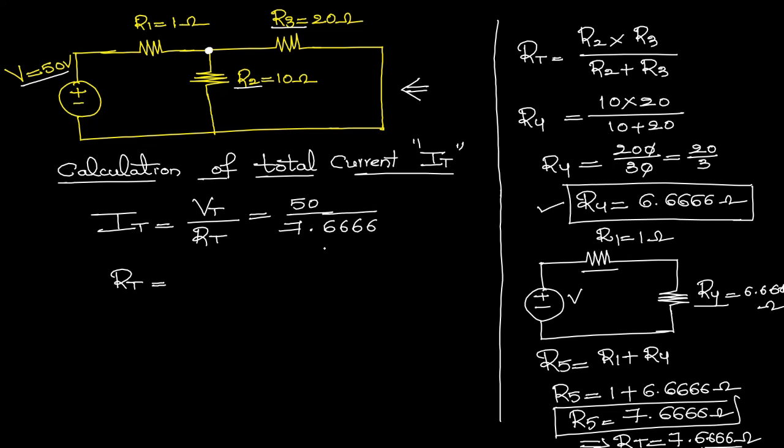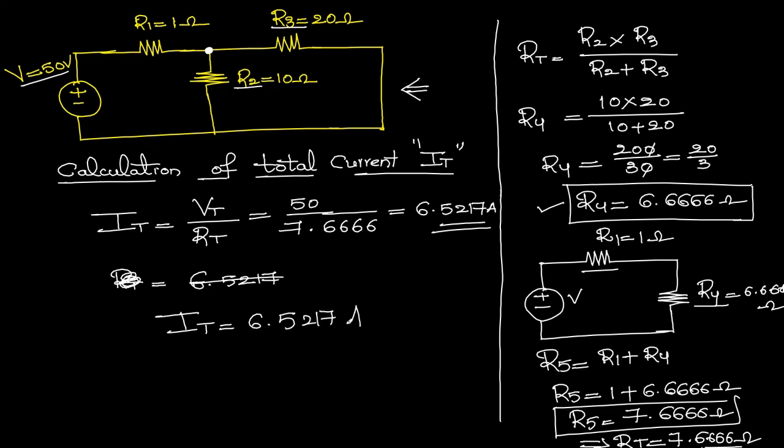7.6666 ohms. Now if you simplify this value, 50 divided by 7.6666 ohms, you will get the final value as 6.5217. So this is not the resistance. If you simplify this one, you will get 6.5217 amperes. Clear? Now you got the value of current, that is total current is equal to 6.5217 amperes. Now we got the value of IT.